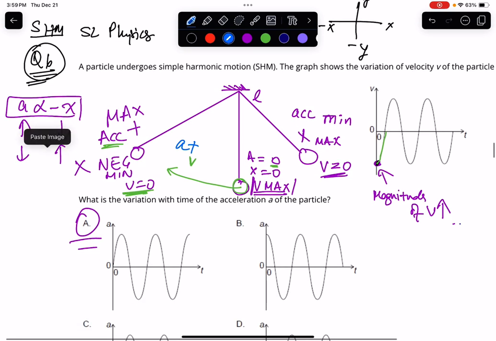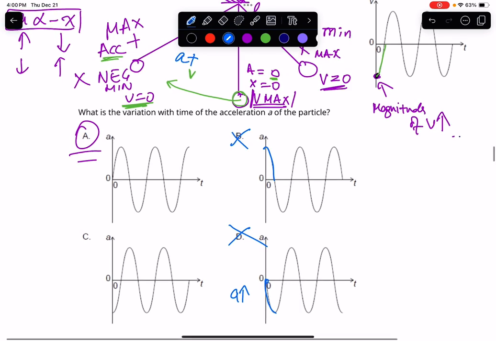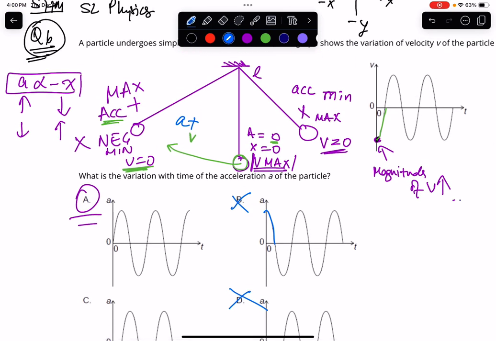That's the first thing for these functions. So that means that automatically this is taken out. Okay? D is taken out because the acceleration must be rising, and this shows the acceleration to be falling. B is taken out as well because the acceleration must be rising, but over here that's not the case.